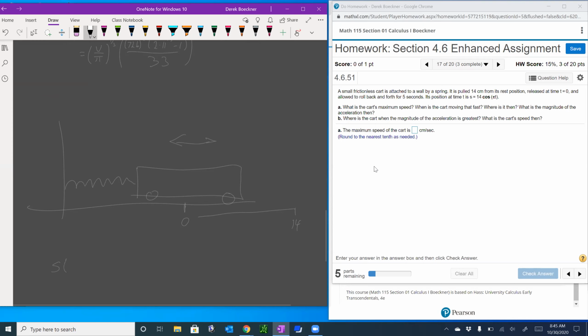The position is s of t equals 14 cosine of pi t. So at 0, we're here at 14. At 1, cosine of pi is -1, so we'd be at -14. So it goes all the way across in 1, and then it's going to go all the way back across in another 1, and so on. 1 second. So it's moving pretty quick.